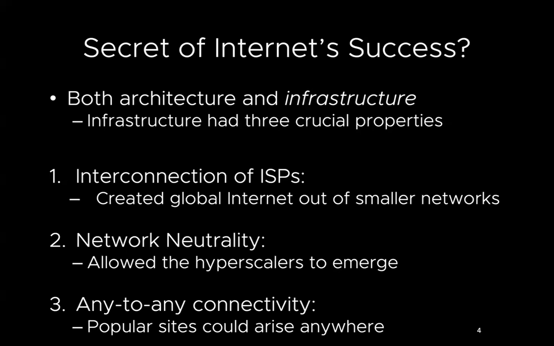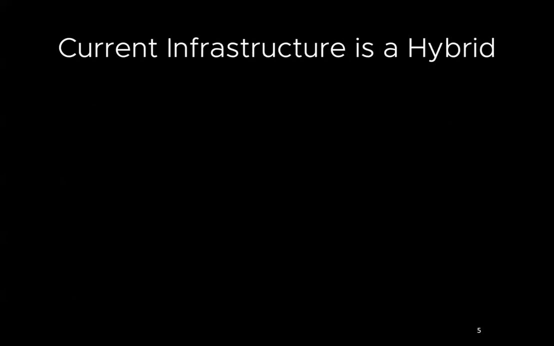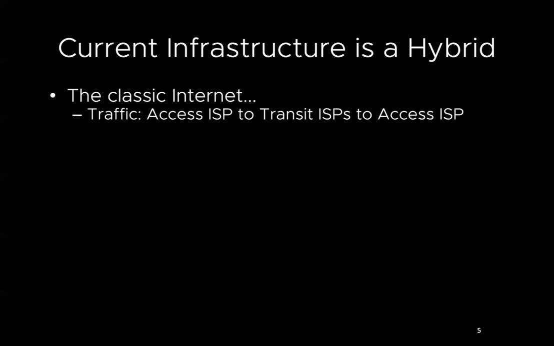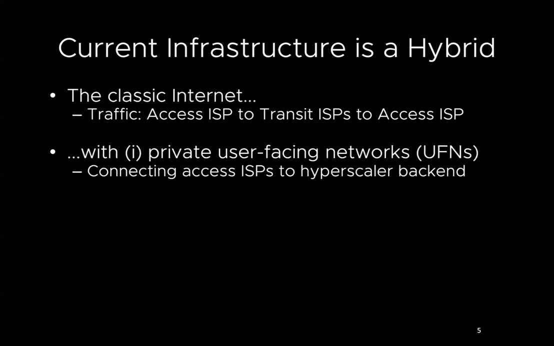So where has that innovation taken us? What does the current infrastructure look like? Well, the current infrastructure is a hybrid of the old and the new. It still has the classic Internet, where traffic goes from an access ISP to some transit ISPs to another access ISP. But it combines this classic Internet with two other components. First, there are now some private user-facing networks, we will call them UFNs, that connect access ISPs directly to the back-end data centers of some hyperscalers.